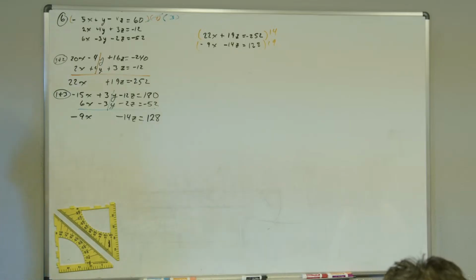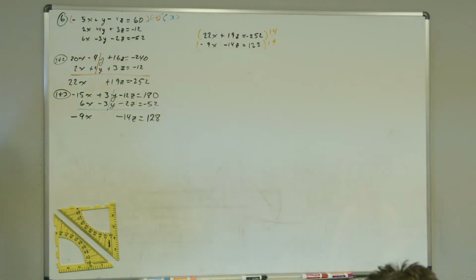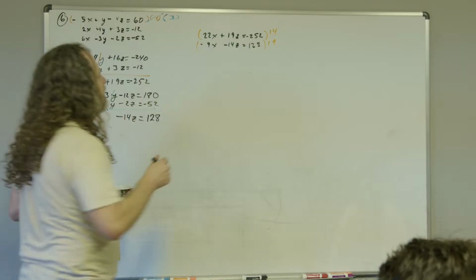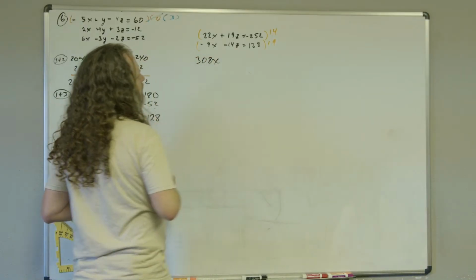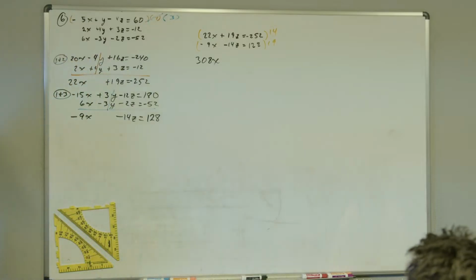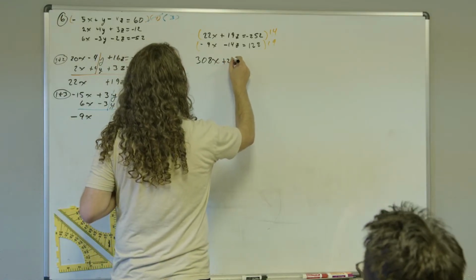Did you double check it? Yeah. Because you missed this one, so clearly there was a mistake somewhere. Somebody else play along. What's 22x times 14? 308x. 14 times 19z? 266z.